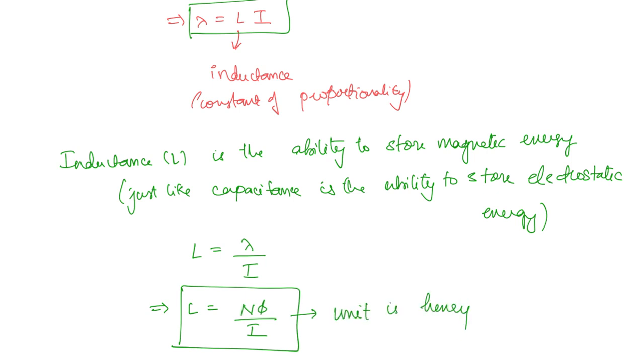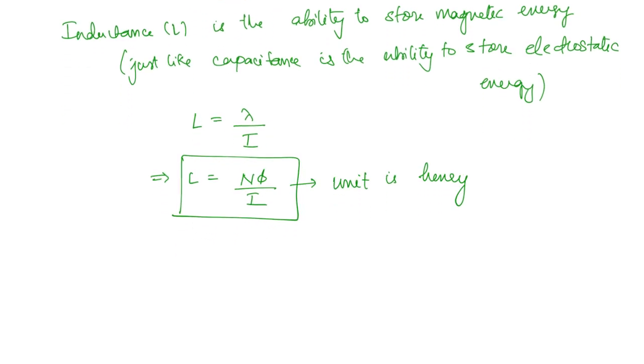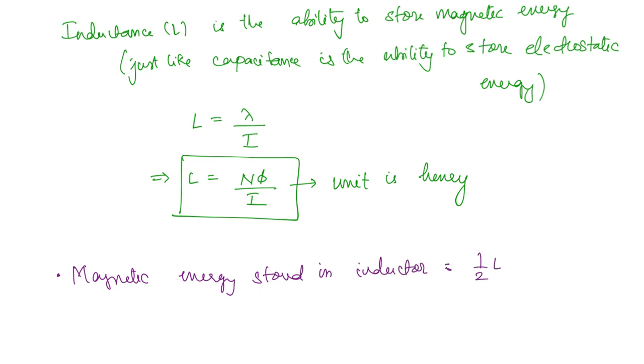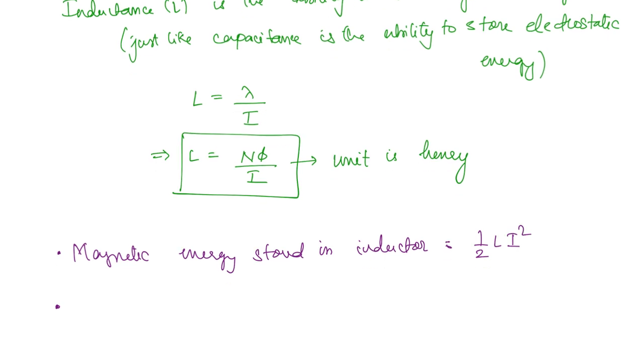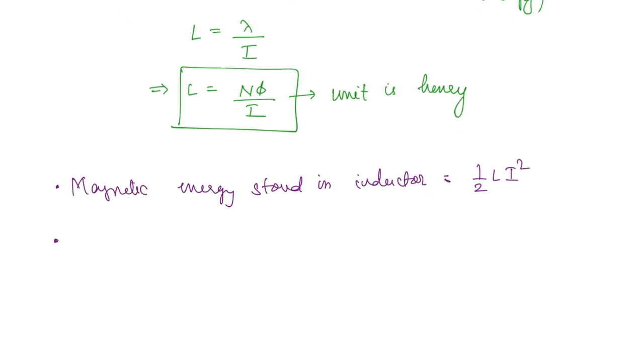Unit is Henry. In the case of a capacitor, we have seen that the electrostatic energy stored is half CV square. Here the magnetic energy that is stored in the inductor is half L i square. Magnetic energy stored in an inductor is half L i square. Lastly, we know that the inductance is a constant of proportionality, so just like resistance and capacitance, it depends on the geometrical configuration of the inductor.